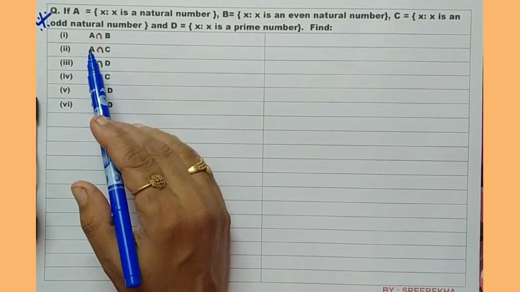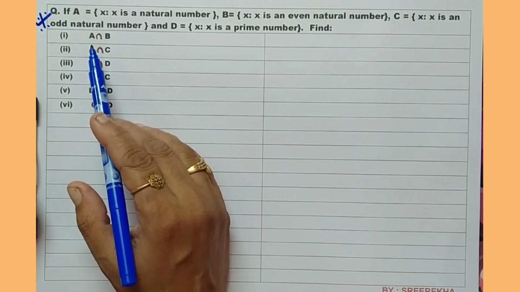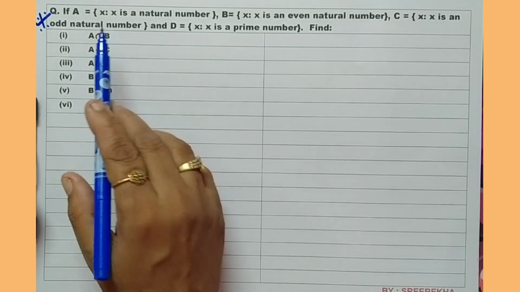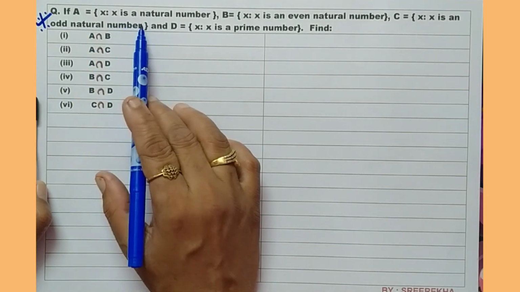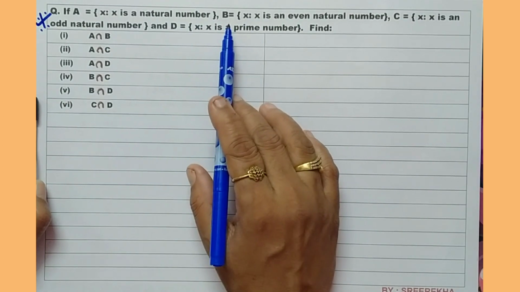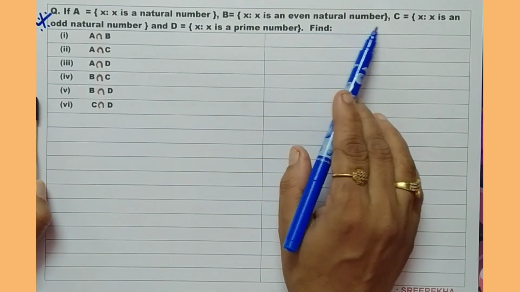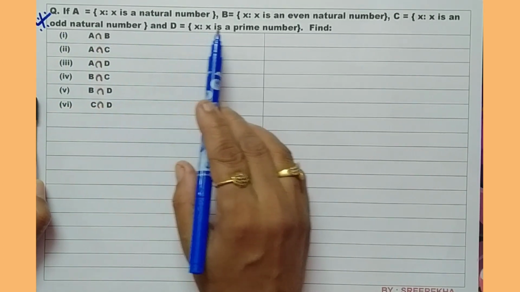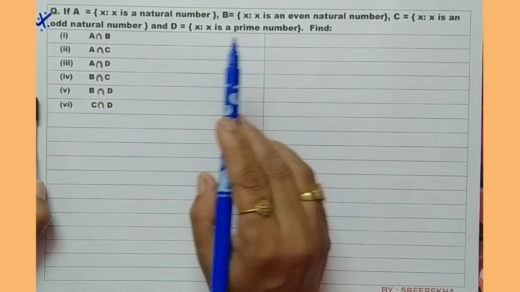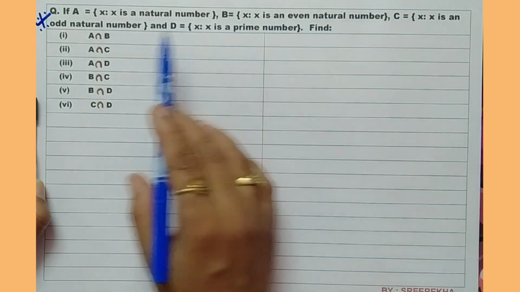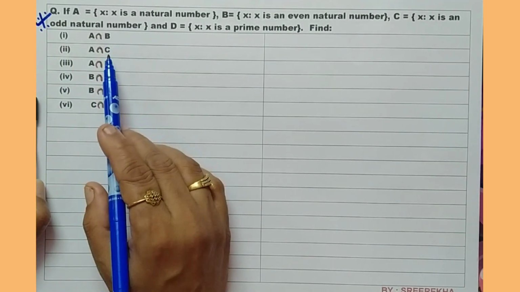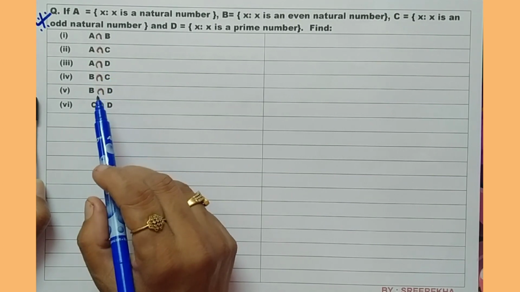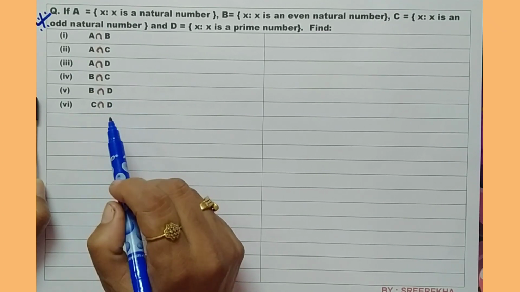Come with another question which seems to be a very important question. This is actually the 7th question in exercise 1.4 in your textbook. Anyway, that I will discuss. If A equals the set of all x such that x is a natural number, B equals the set of all x such that x is an even natural number, C equals the set of all x such that x is an odd natural number, and D equals the set of all x such that x is a prime number, find. You are given the 4 sets A, B, C, D. Find the first question A intersection B, then second question A intersection C, third one A intersection D, the fourth one B intersection C, the fifth one B intersection D, and the last one C intersection D.